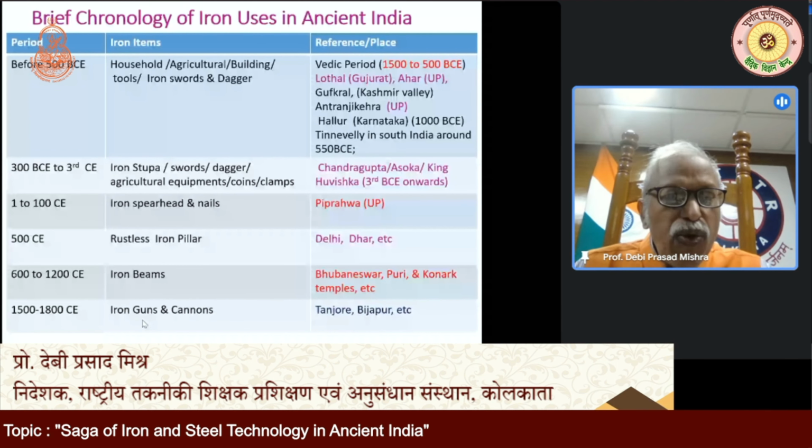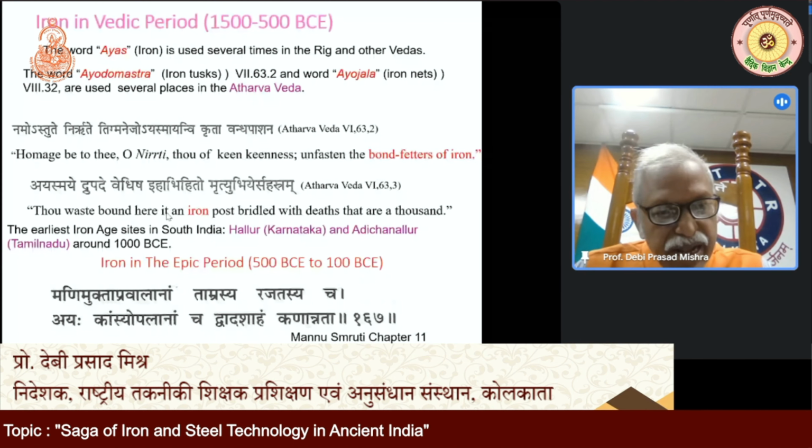From 500 BC to 100 BC, you can get the earliest sites in South India: Hallur in Karnataka and Adichanallur around 100 BC in Tamil Nadu. And of course, Manusmriti chapter 11 says, in this sloka 267, 'Mani muktapravalanam tamrasya rajatasya cha, ayaskansyopalanam cha dvadashahan kanatrinam.' Ayas means this iron we talked about, mentioned apart from the other metals people were using.